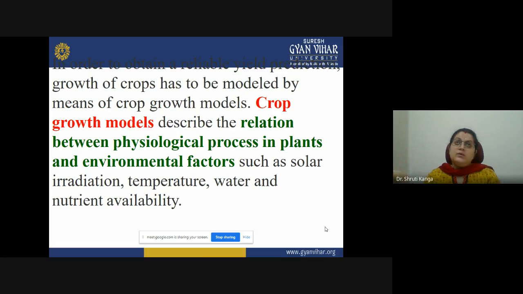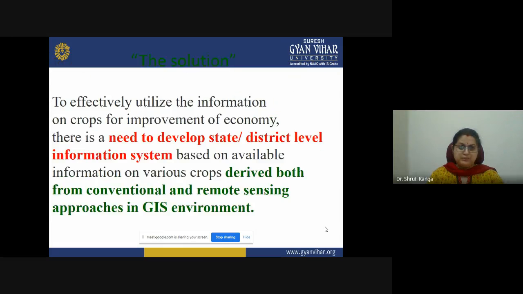Environmental factors like the health of the soil in that particular area, water, humidity, temperature, all these things, along with the species or type or different physiological processes, in collaboration they can give an idea about the growth models of various crops.